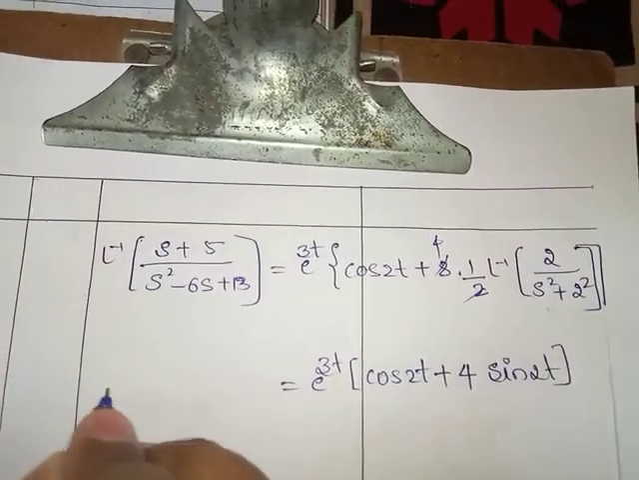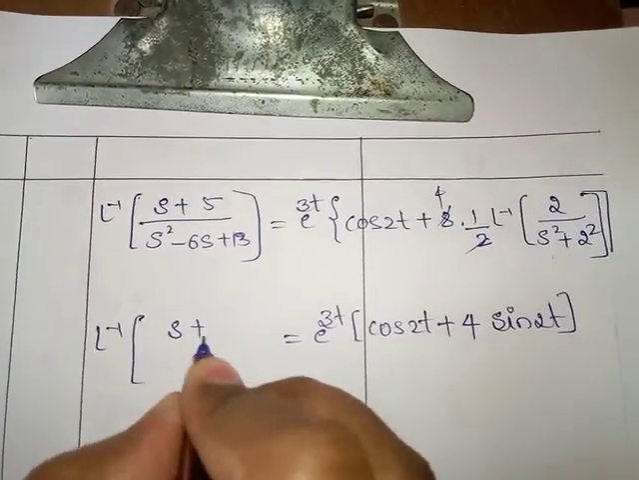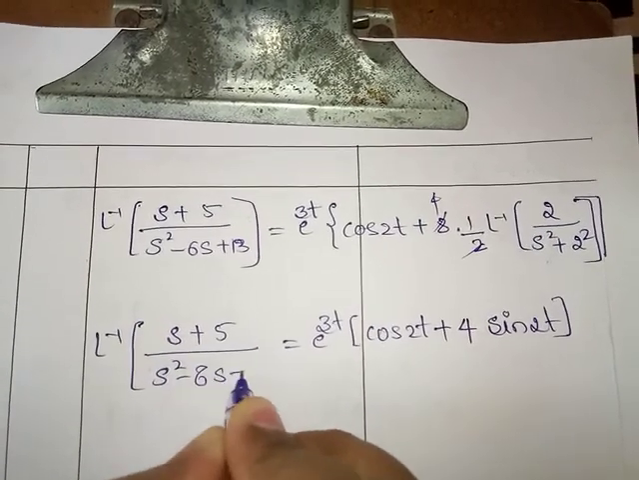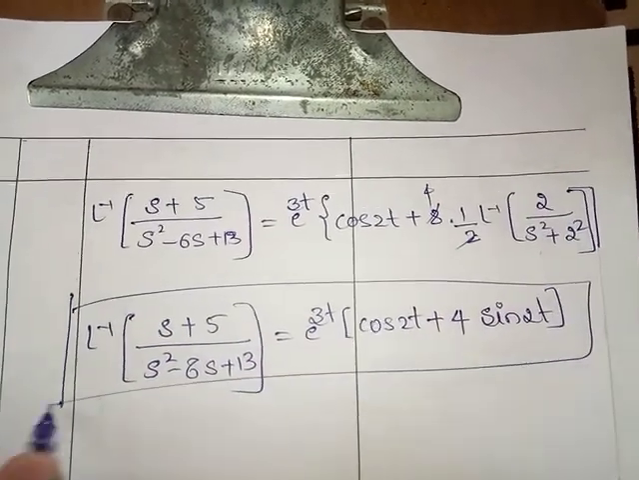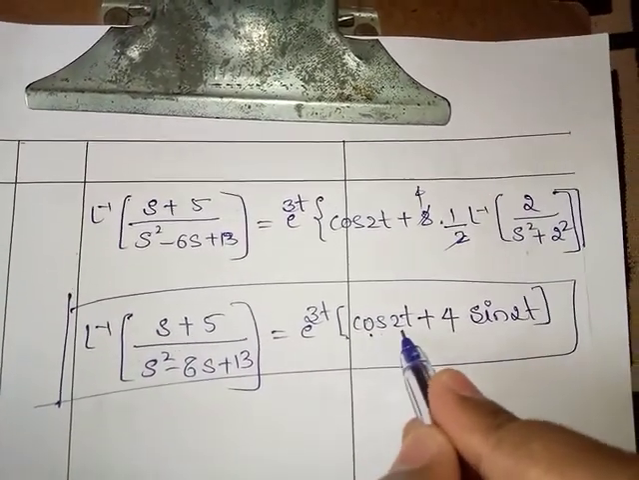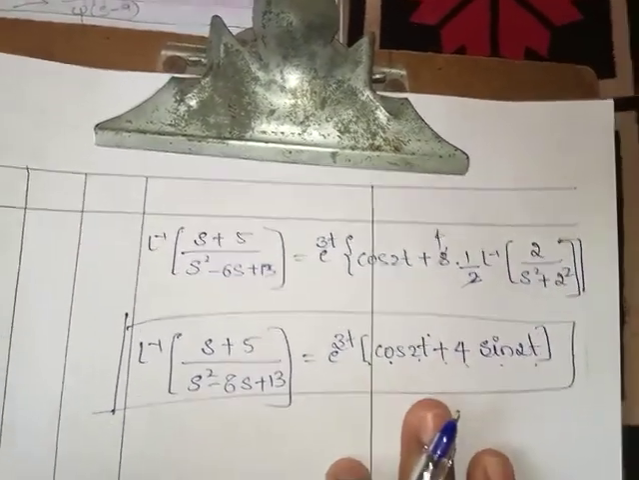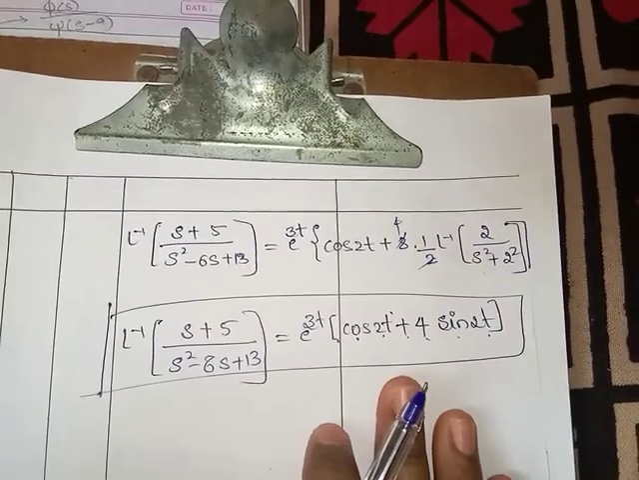Therefore L inverse of s plus 5 divided by s square minus 6s plus 13 is equal to e raised to 3t into cos 2t plus 4 sin 2t. This is the required L inverse for the given function. Once again I will explain this step.